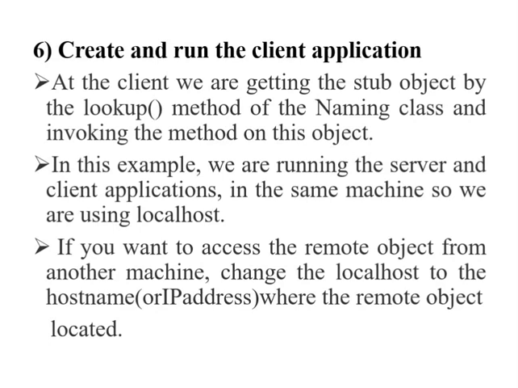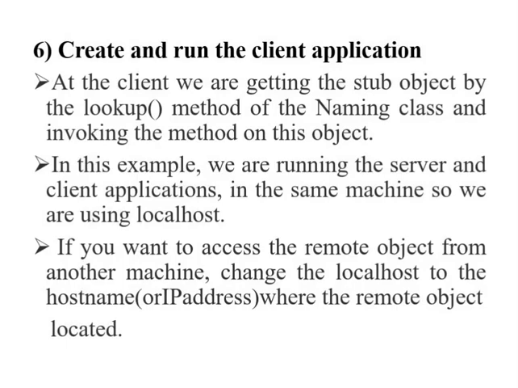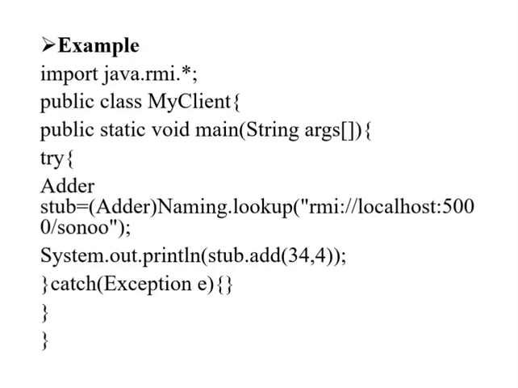For running this RMI example, first we compile all the Java files, that is javac *.java. Then second one, create the stub and skeleton object by the rmic tool, that is rmic AdderRemote. Then third step is start the server in another command prompt, that is java MyServer. And the last one, start the client application in another command prompt, that is java MyClient. This example follows the steps we had discussed earlier.